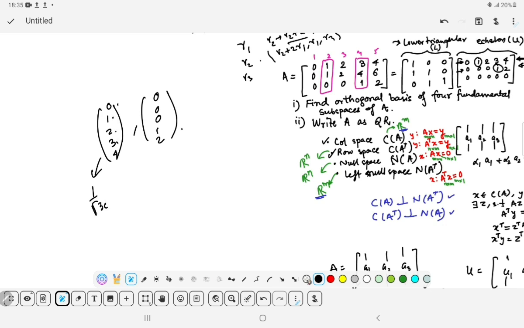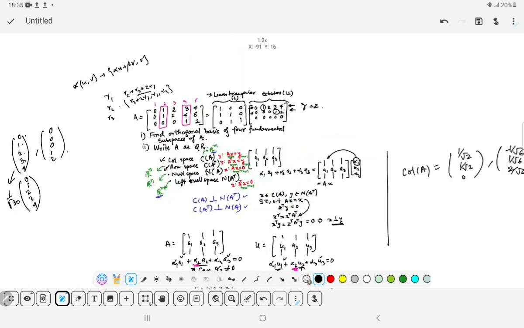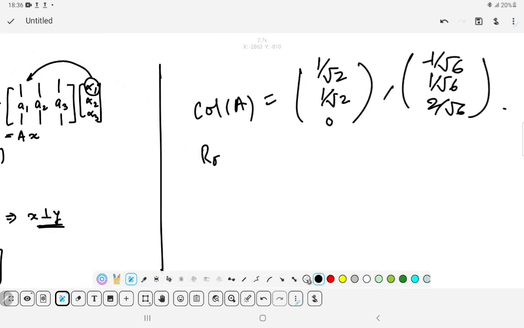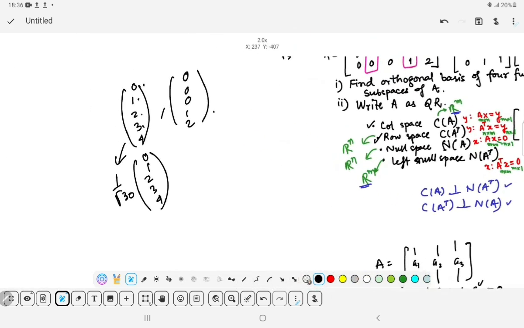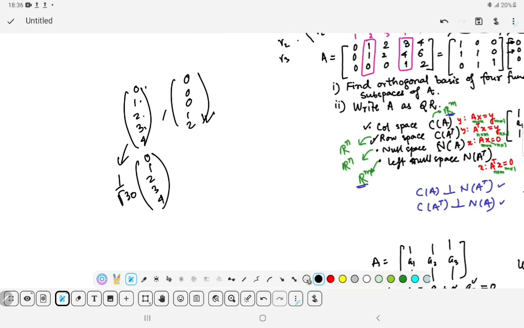One by root 30 times 0 1 2 3 4. So this is one vector in the row space of A. So one vector I got is 0, 1 by root 30, 2 by root 30, 3 by root 30, 4 by root 30. So this is one vector. Now I just need to make the next one orthogonal.